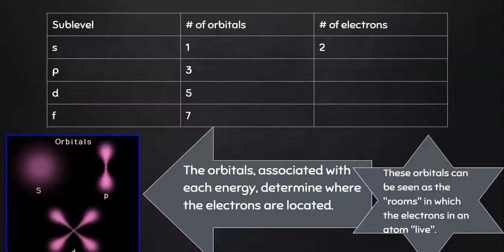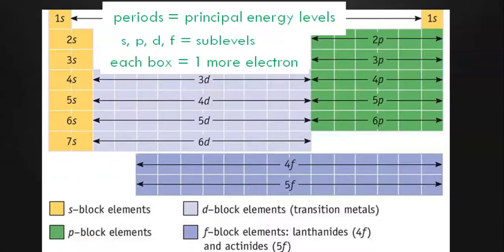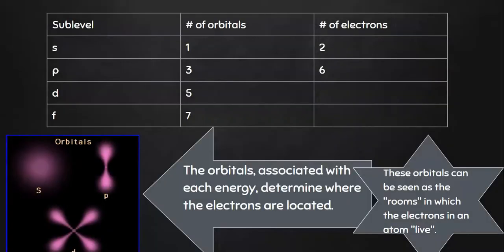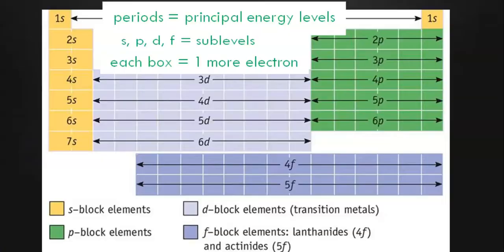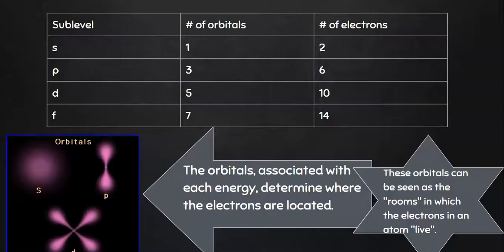So the S sublevel has 1 orbital that can contain 2 electrons. Every orbital can hold 2 electrons. So if there are 3 p orbitals, how many electrons would there be? Also remember, the p block is 6 columns wide. So those 3 p orbitals can hold 6 electrons. For D and F, the 5 d orbitals can hold 10 electrons, and the 7 f orbitals can hold 14 electrons.